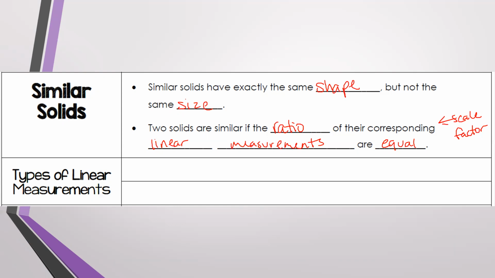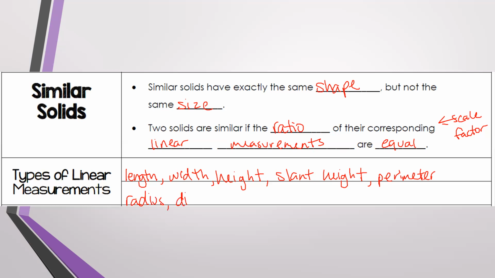Different types of linear measurements that you're going to hear or that you've heard already in this course are length, width, height. You can probably think of a few. Maybe slant height. A perimeter, that's a linear measurement. A radius or a diameter, or even a circumference. Anything that can be measured with a length, that is a linear measurement.